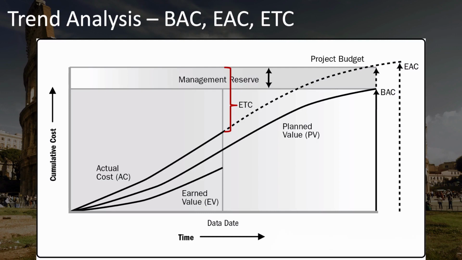Notice here that the estimate at completion is above the BAC, or budget at completion, which is the total amount of your project's cost baseline, not your total project, because the total project also includes your management reserve.